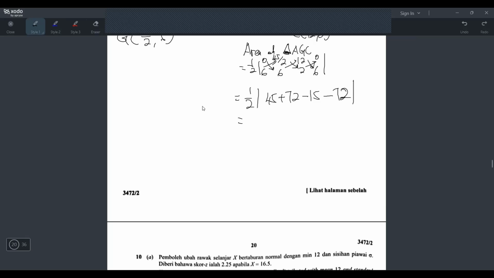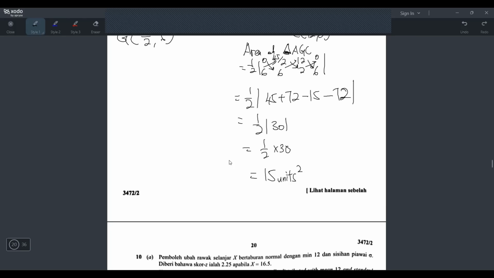So it becomes 1 over 2 modulus 30. And what is modulus 30? You will get 30 also, right? Because when you modulus a positive number, it will be positive also. And then the answer will be 15 units square. Okay, I'm looking at the schema. The schema give me a different answer.